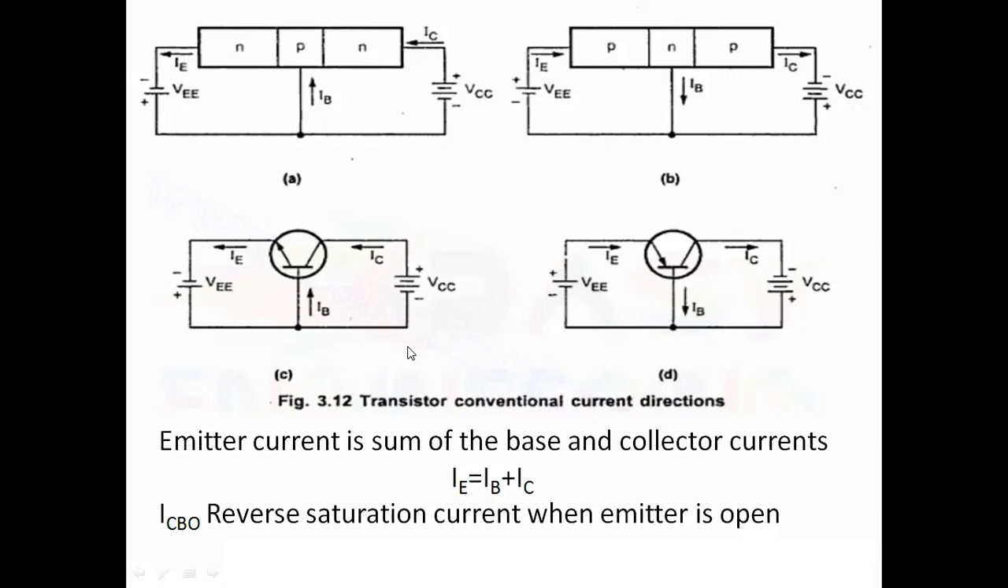Generally, IE equals IB plus IC. IE is nothing but the current in the emitter. The emitter emits the charge carriers, which may be electrons or holes. If it is an NPN transistor, it emits electrons. If it is a PNP transistor, it emits holes. The amount of current emitted, due to these charge carriers, will be received or collected by the collector, due to the doping concentration of the materials.